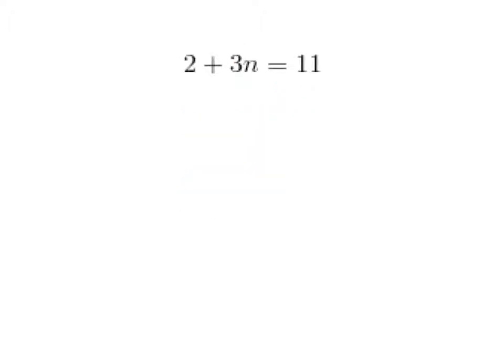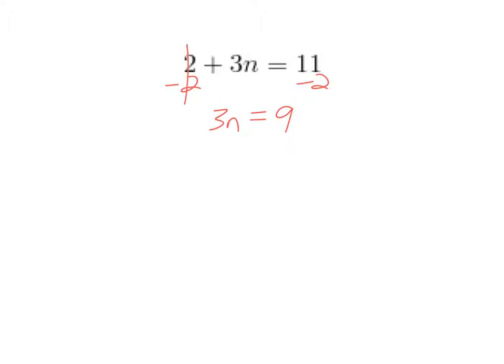For our second example, 2 plus 3n equals 11. Again, I've got an addition here, so I need to undo that first, and I can do that by subtracting 2 from both sides. If I subtract 2 from the left, it'll cancel out with this 2, leaving 3n. If I subtract 2 from the right, 11 minus 2 gives me 9.